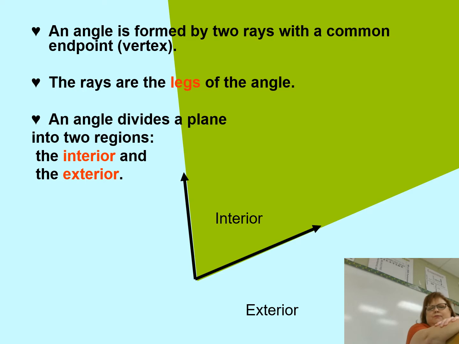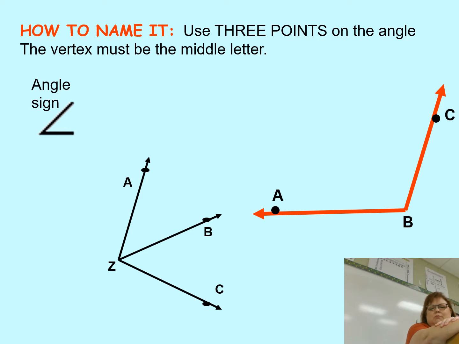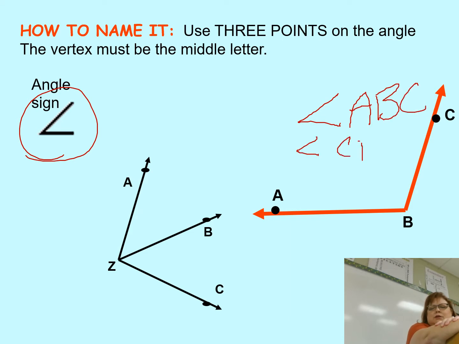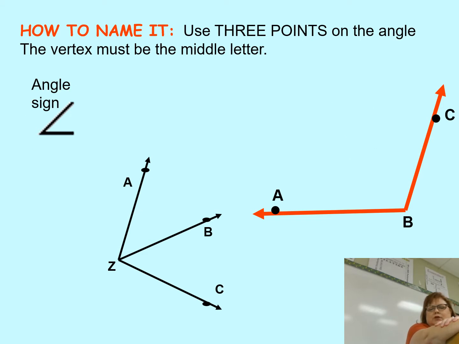It keeps on going. All right, when you name an angle, you name it with 3 points, and you put the angle sign in front of it. So this red angle could be called angle ABC or angle CBA. Now notice the order that I went. The B was in the middle each time. That's very important. When you name an angle, it's like you're tracing over it, and it has to be in that particular order. So ABC or CBA.